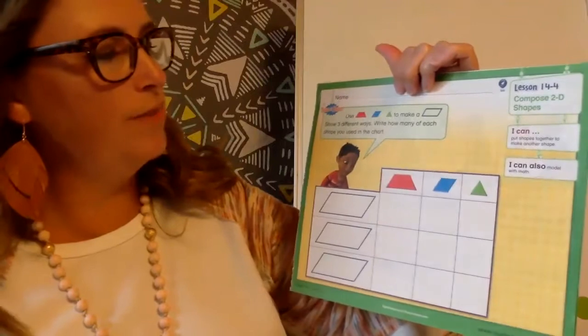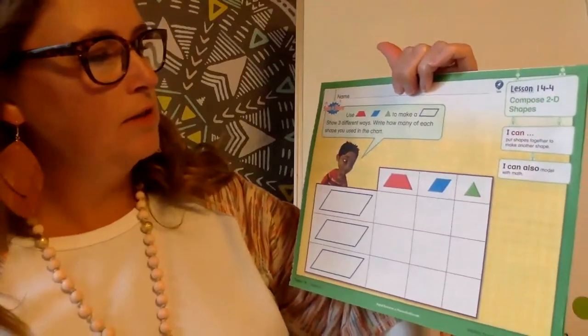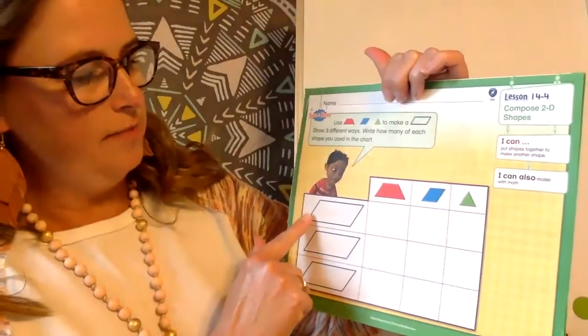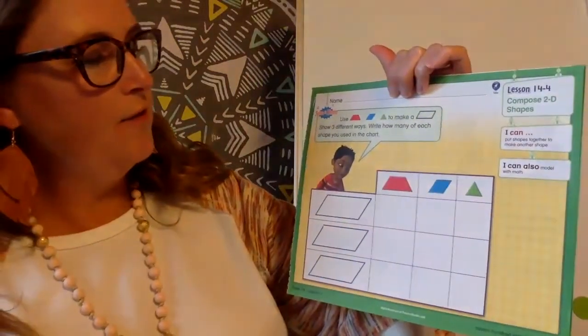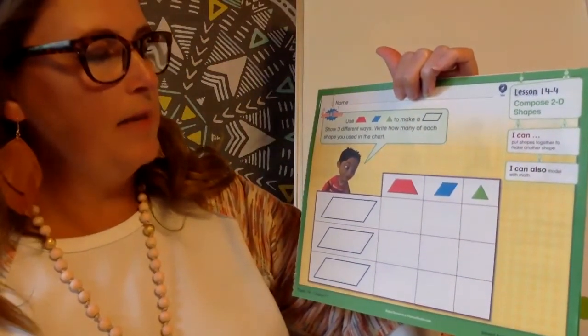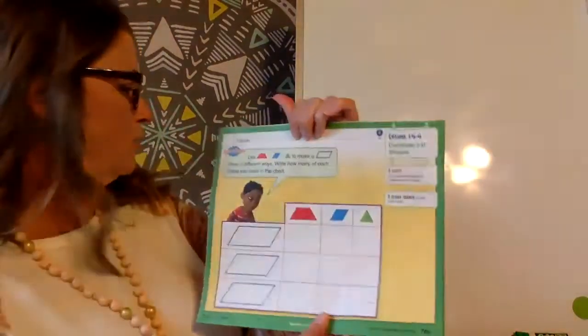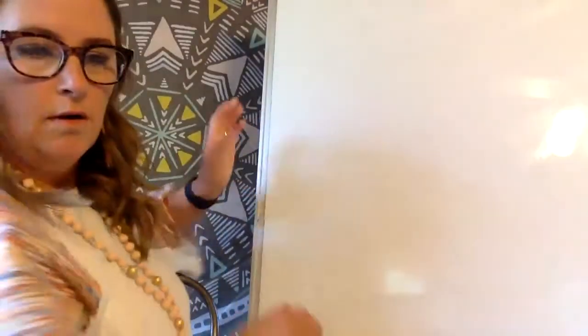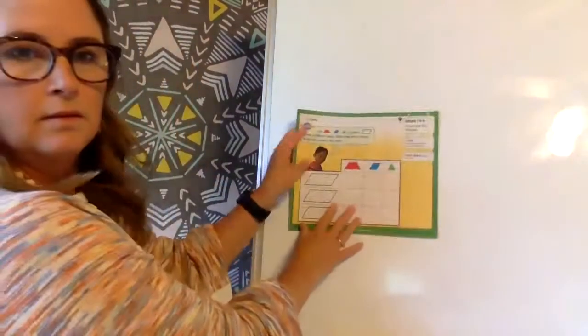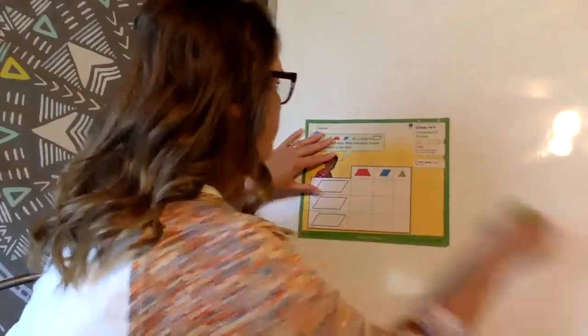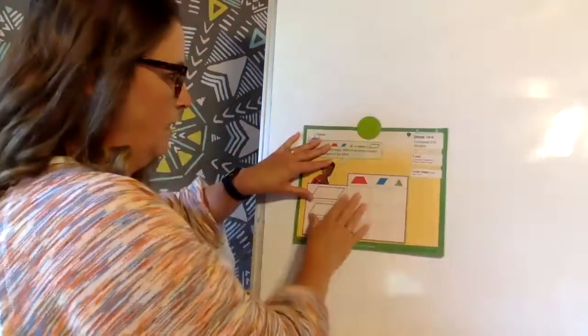Okay, so it says to use a trapezoid, diamond, and triangle to make this new shape. Okay, so we're going to show three different ways and write how many of each shape you used in the chart. Okay, so I'm actually going to pull my easel a little bit closer so that you all can see the details. And let me pick this up. Okay, I think if I put it right here, we're going to be good.